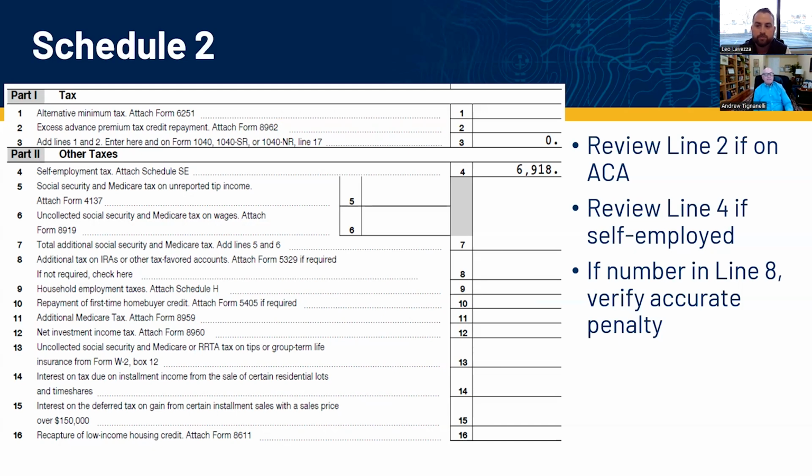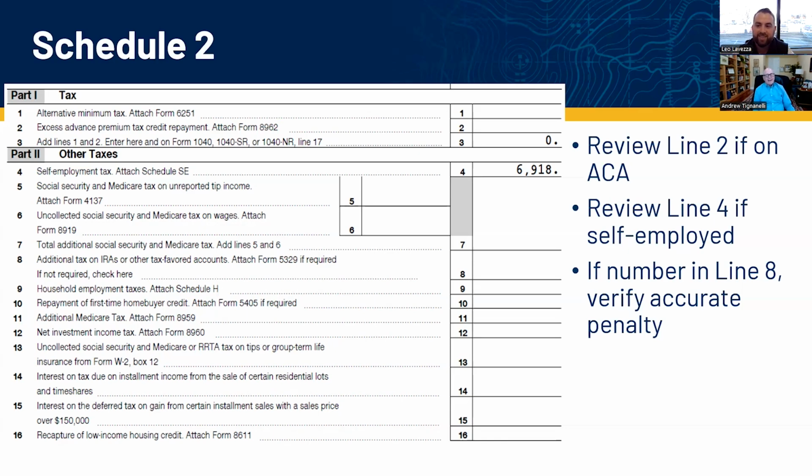Let me tell you something. 90-some percent of the time, if there's a penalty on line 8, it's probably wrong. That's the point. If there's a penalty there, it's probably wrong, and you need to figure out why it's there, and is it actually one of those 10% of the times when it's right? Because there are some times when it's actually right.